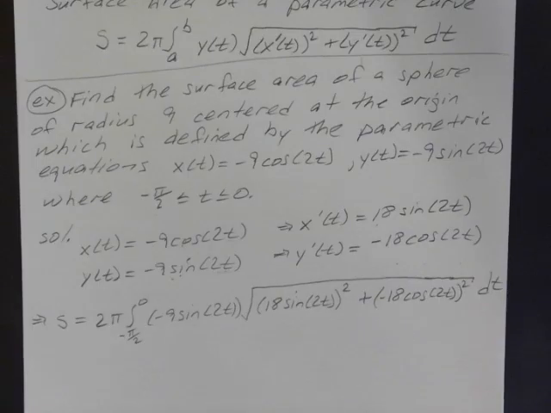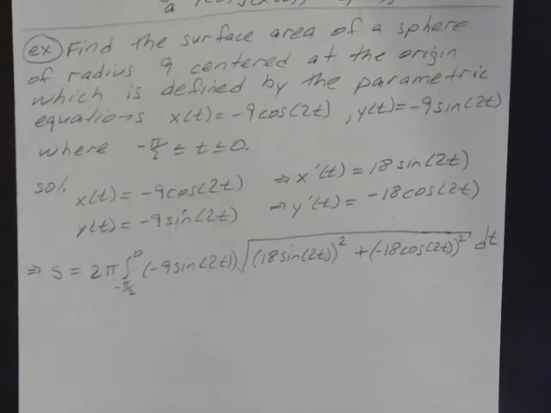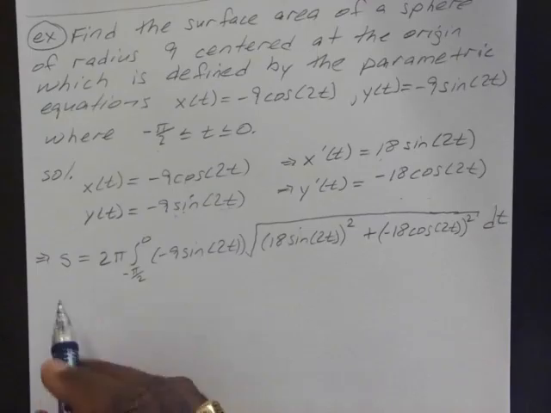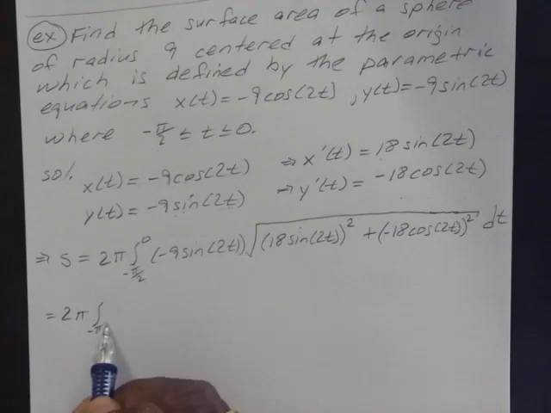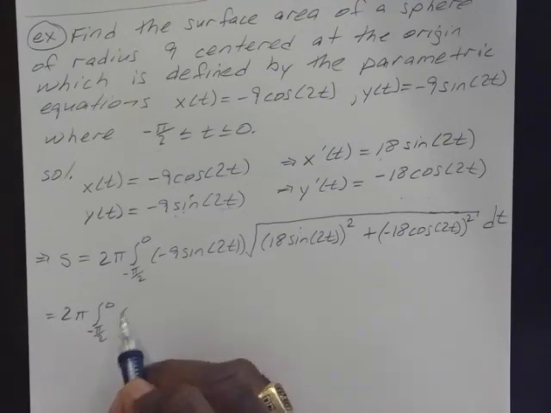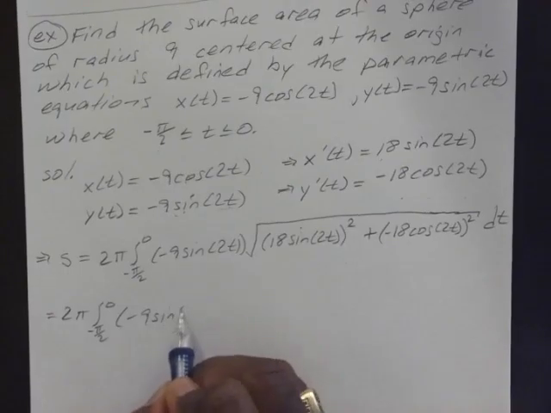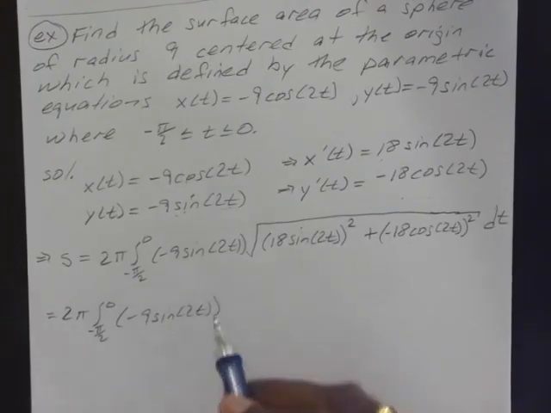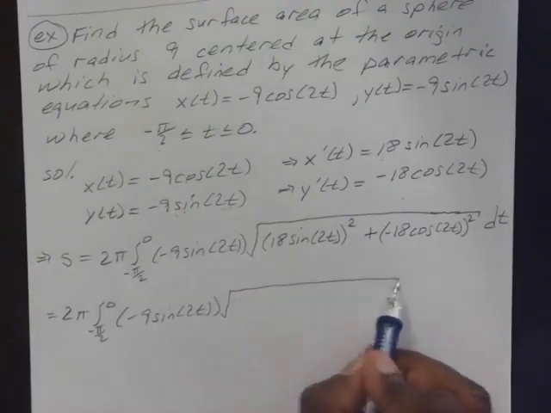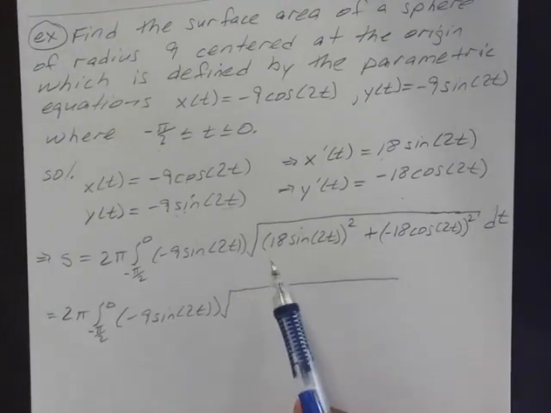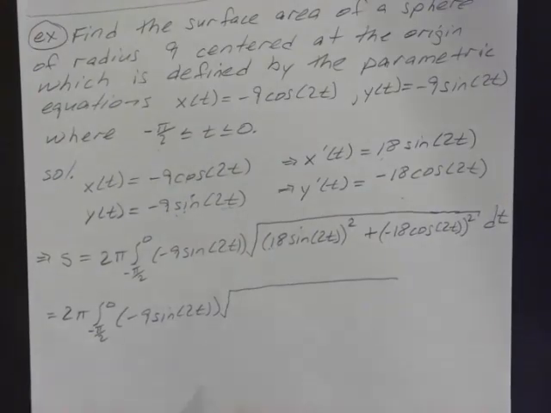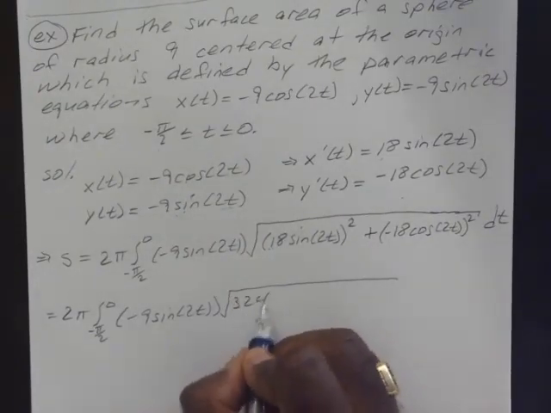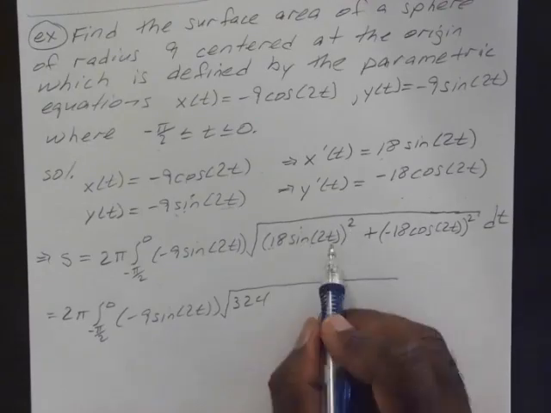Okay, so we have to tweak this a little bit before we can actually integrate it. So we have 2 pi times the integral of negative pi over 2 to 0 of negative 9 sine of 2t times the square root. This will actually give us 18 squared. Well, you could leave it as 18 squared, or you could just make it 324. Up to you. But I'll just make it 324 times sine squared of 2t.